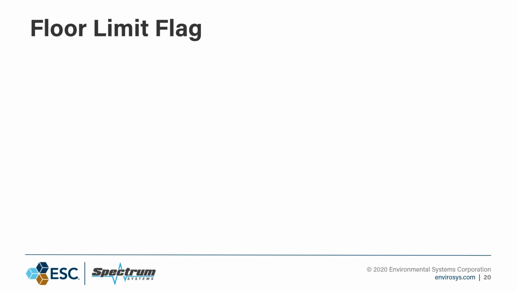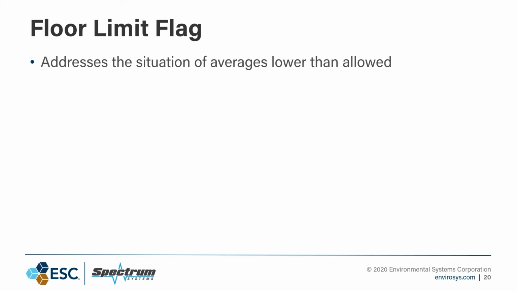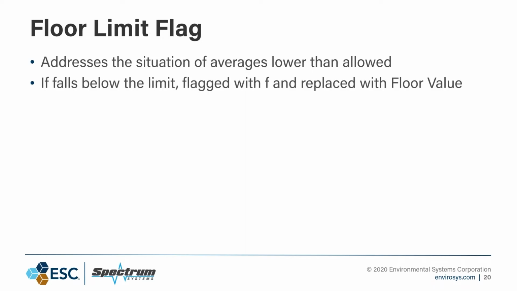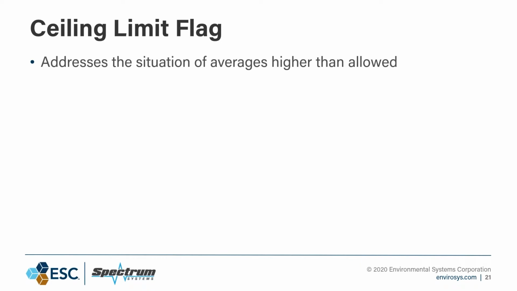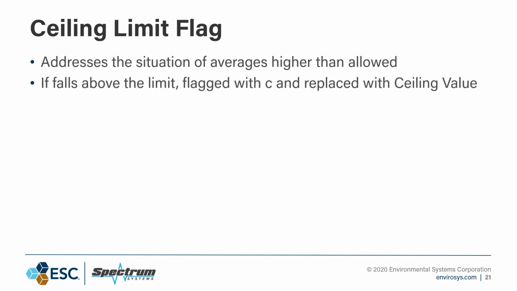Floor limit flag. This is configured on each individual interval in the channel. It addresses a situation of averages lower than allowed. If it falls below the limit, it's flagged with a lowercase f and replaced with a floor value. And the same as with the ceiling limit flag. This is a situation of averages higher than allowed. If it falls above the limit, it's flagged with a lowercase c and replaced with a ceiling value.